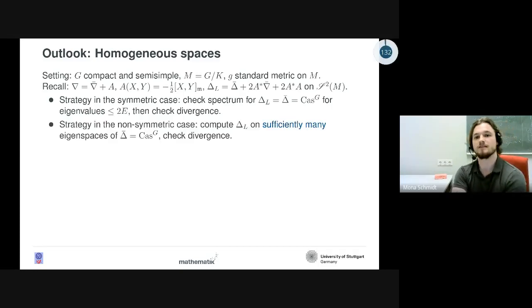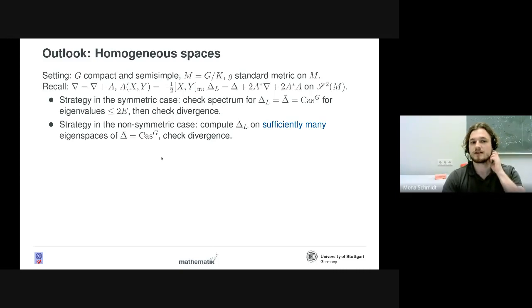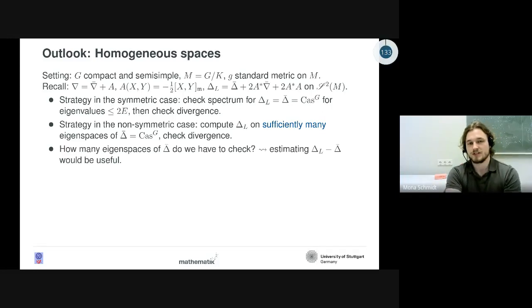For non-symmetric spaces, it's not quite that simple. So the strategy is to compute the Lichnerowicz Laplacian on sufficiently many eigenspaces of this Casimir operator, and then check the divergence again. But what does sufficiently many eigenspaces mean? I mean, how many eigenspaces do we have to check? So up to which eigenvalue of the Casimir operator do we have to go to rule out small eigenvalues of the Lichnerowicz Laplacian? Meaning it would be useful to have an estimate of the difference between these two operators.